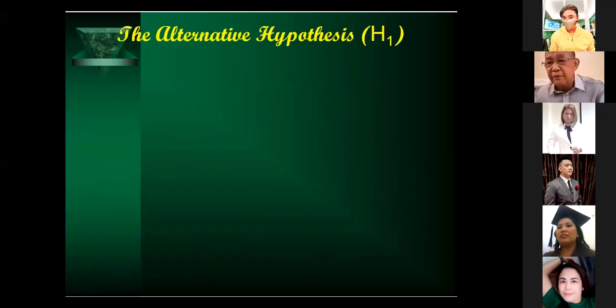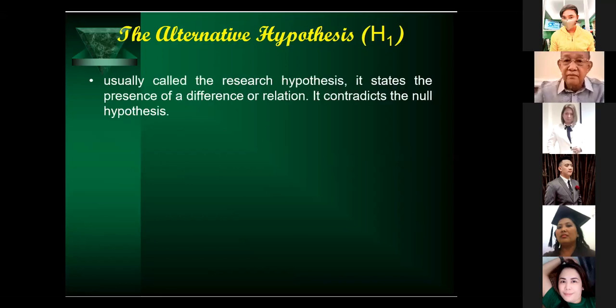What is the other hypothesis? Yan ang tawag natin. Di ba yung null ay H sub 0 ang symbol? The research hypothesis, or sometimes called alternative hypothesis, is H sub 1. Remember that the alternative or the research hypothesis is the reverse statement of the null hypothesis. Example, usually called the research hypothesis. Pareho lang yung research hypothesis and null.